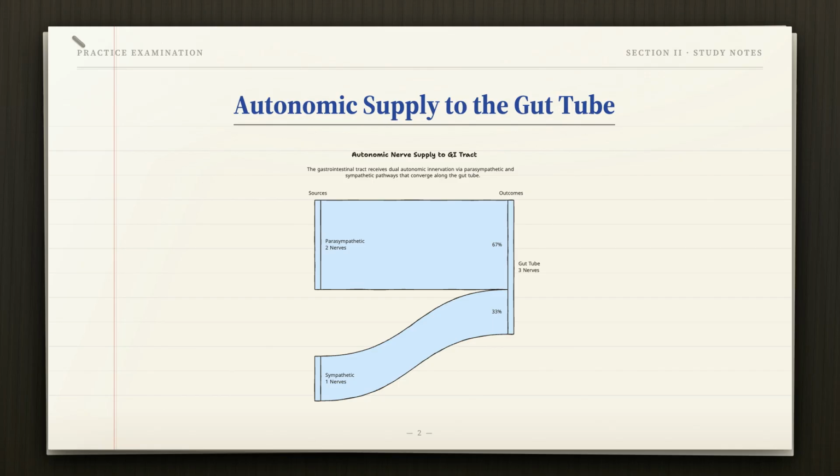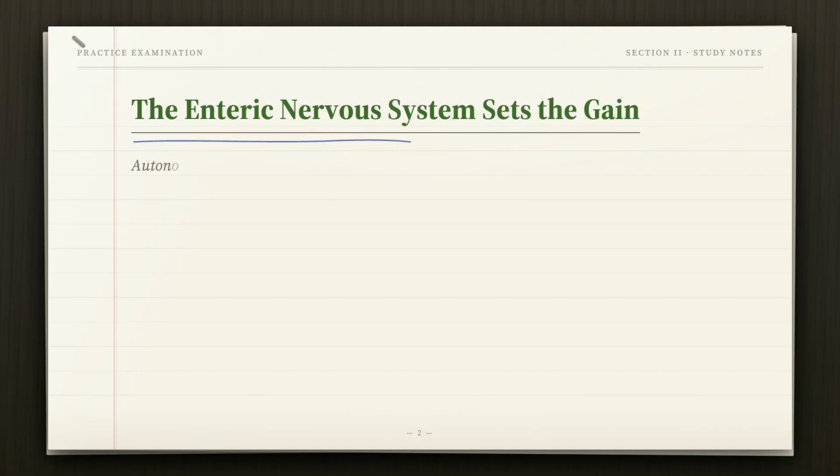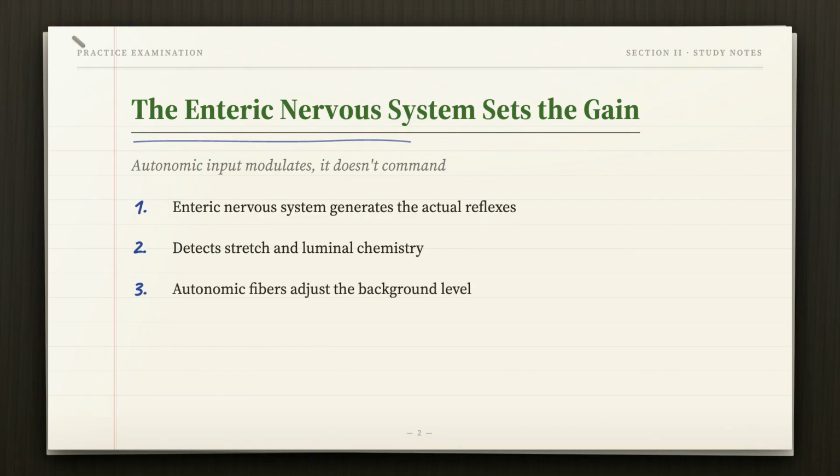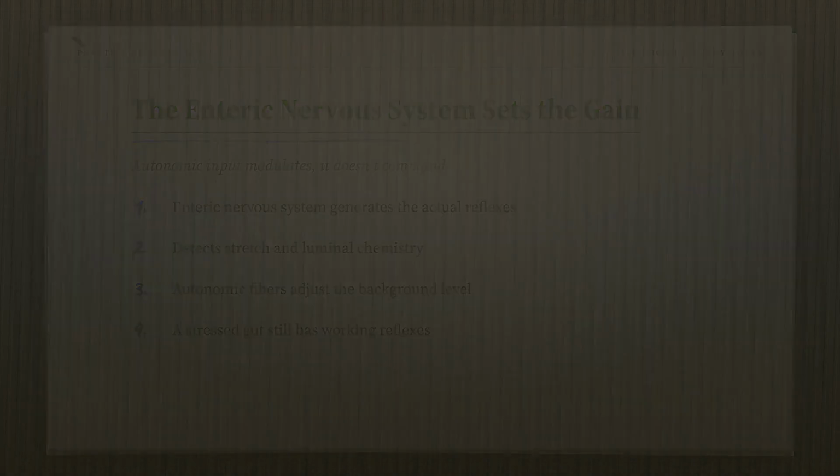Sympathetic supply travels through thoracic and lumbar splanchnic nerves by way of prevertebral ganglia. Autonomic input does not replace enteric control. The enteric nervous system in the gut wall generates the actual reflexes, sensing stretch and chemistry and driving muscle and glands directly. Autonomic fibers just modulate that local circuitry, setting the gain rather than issuing commands. So a stressed gut hasn't lost its reflexes. They're simply operating against a suppressed background.